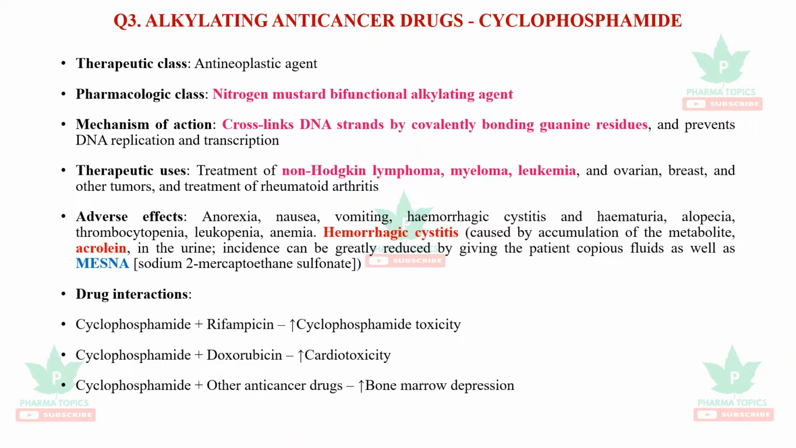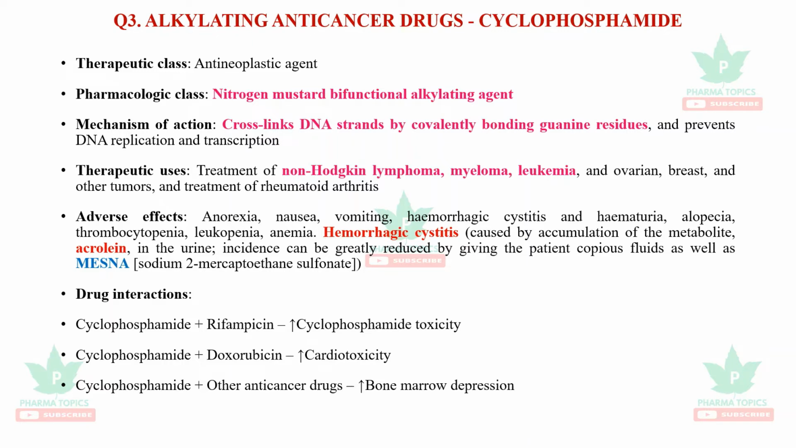It is caused by accumulation of the metabolite acrolein, and the incidence is reduced by taking copious amounts of water with the antidote mercaptoethane sulfonate (mesna). The drug interactions with cyclophosphamide: it should not be given with rifampicin.